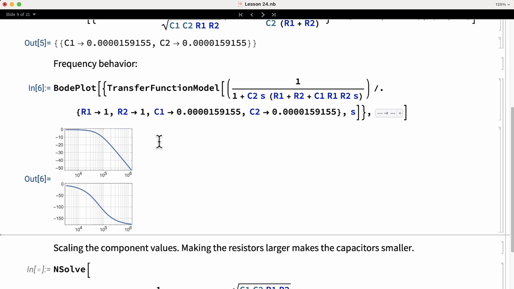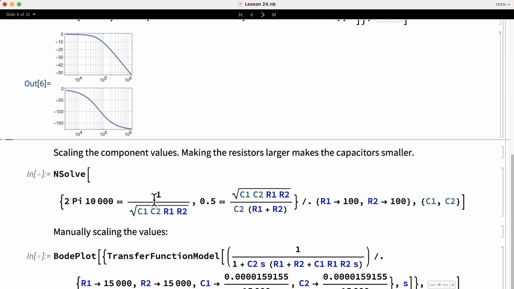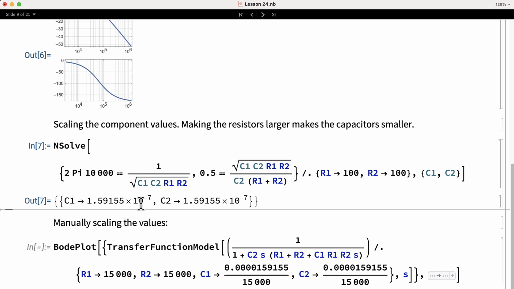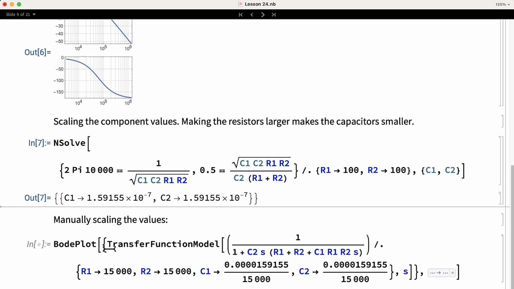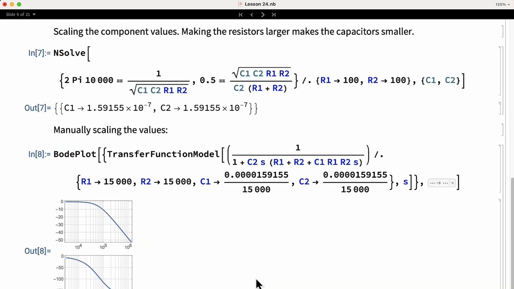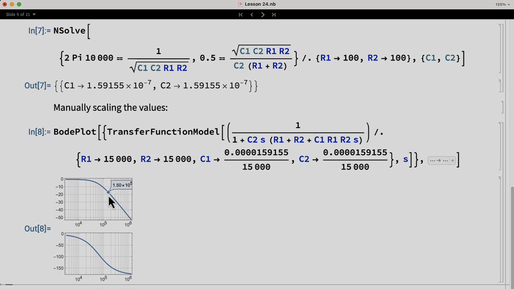However, those values of resistors are not practical. They are too small. If we try larger resistors, for example 100 ohms, we can see that the capacitors become 100 times smaller. In this architecture, we can scale the component values without affecting the characteristics of the filter. If we make the resistor larger, we have to make the capacitors smaller in the same proportion. For example, here I made the resistors 15 kilo ohms. If we divide the capacitors by 15,000, the filter will preserve the same characteristics.